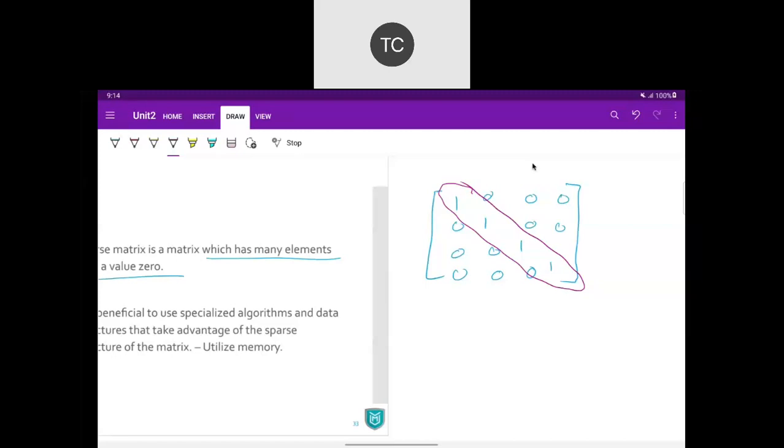If I already tell you that this is your data and it is a lower triangular matrix, then do you need to save the upper triangular part? Yes or no? Just tell me yes or no.